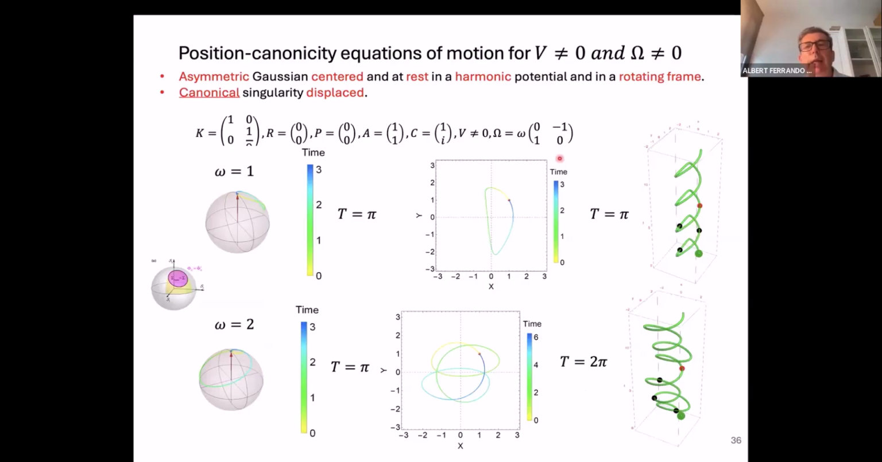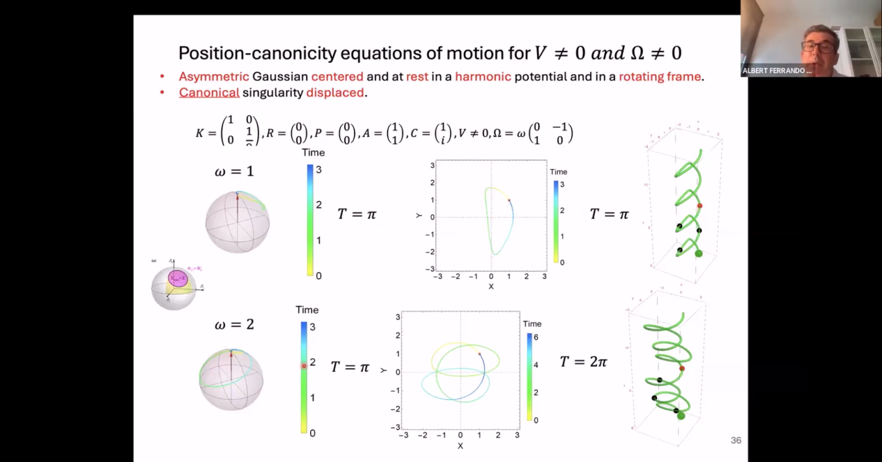So for, let's say, angular frequencies, for example, of 1, we're working with dimensionless quantities, you can see here that we can get a complete cycle on the canonicity sphere, which has a period of pi, whereas when you look at the trajectory, which corresponds to a trajectory, it also takes pi to reproduce the same value of the canonicity.